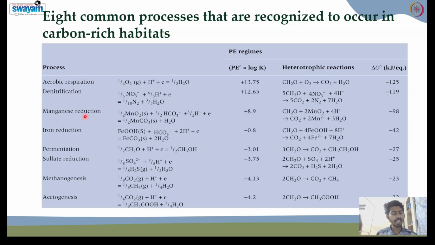And these are all the 8 different processes that are normally observed in the carbon rich habitat. The first is aerobic respiration. What do you mean by aerobic respiration? Anyone? Aerobic respiration refers to an aerobic process. What do you mean by aerobic process?